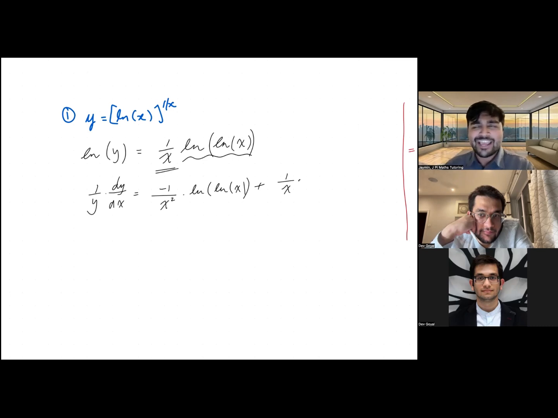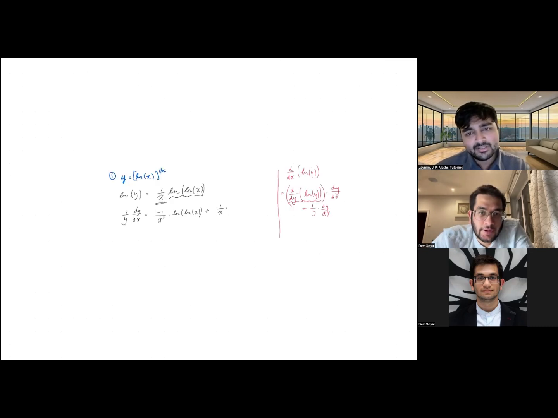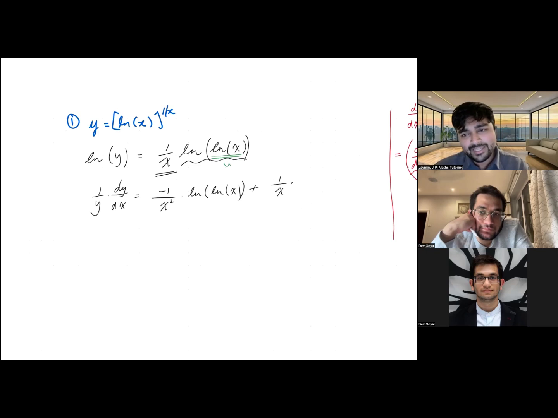To differentiate ln of ln x, I need to use the chain rule, so I want to make sure I don't make a mistake here. I think it's actually useful to call this thing here u. So the thing I'm putting here is going to be the derivative with respect to x of ln of u.